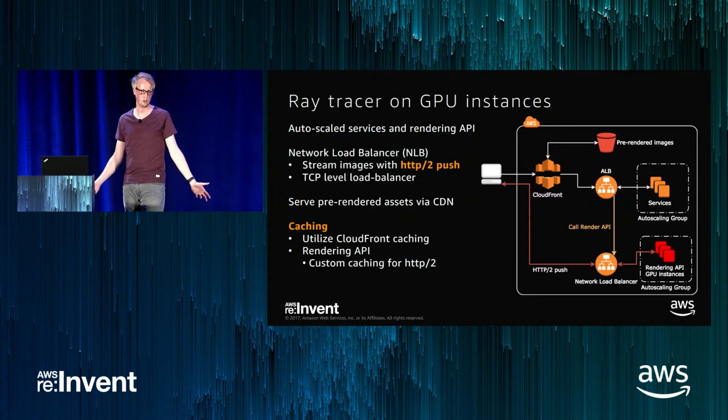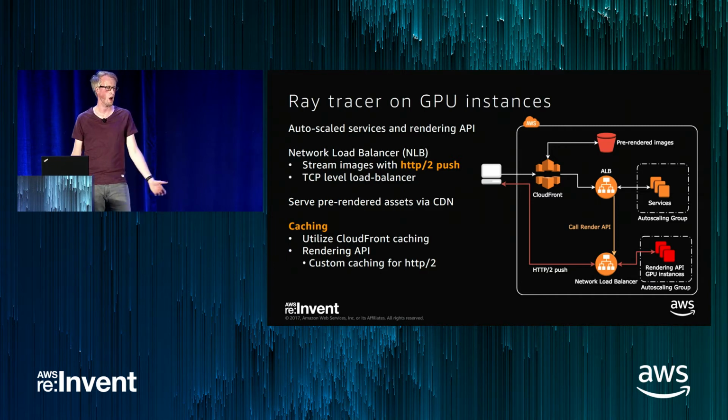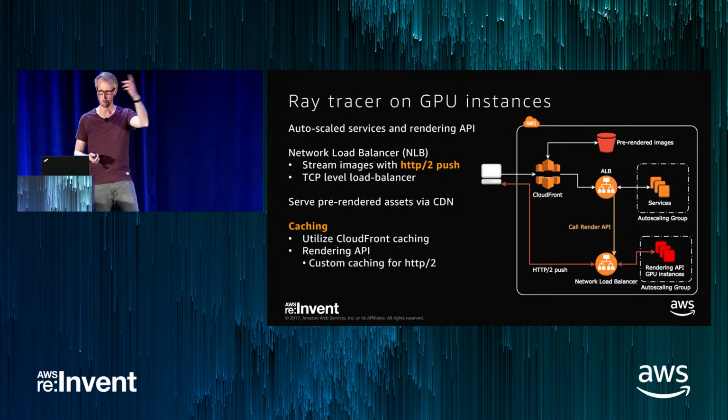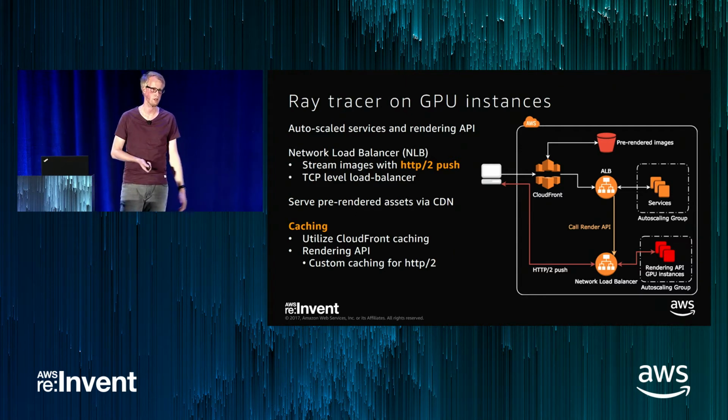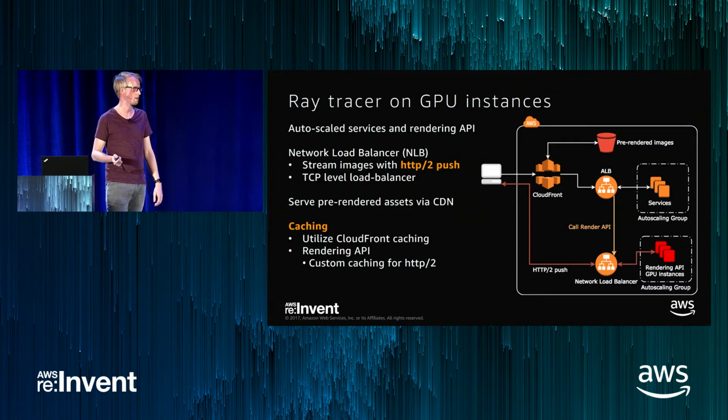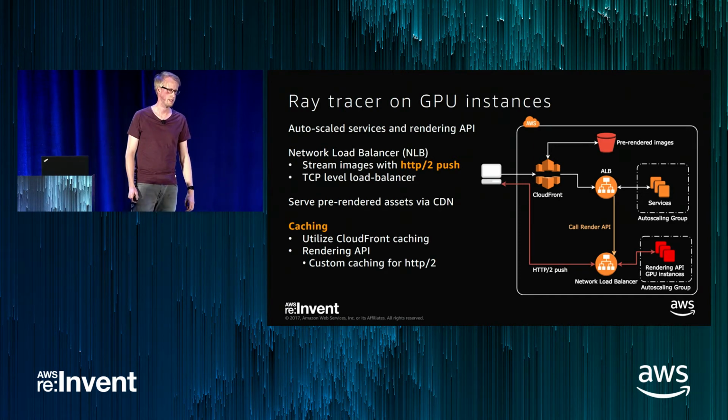And then we can make calls from our application to our rendering API and get served images. What we can also do is put in the network load balancer, because then we're not sending the images back over CloudFront, which would be good because then we have caching already built in. But it might be faster to use something called HTTP2 push, which directly streams the image back to the user. And we can do that if we add in the network load balancer, because that's a TCP level load balancer, and that allows us to do exactly that.